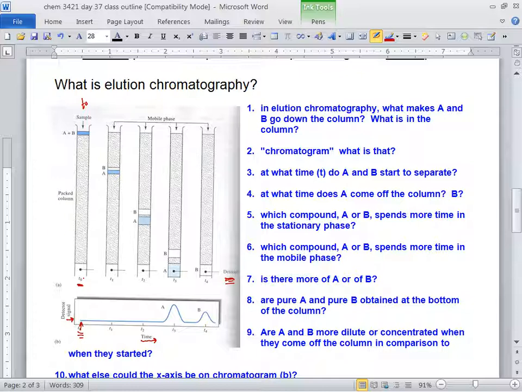What's in the column? Ida, what would you guess is in the column? At the very end, notice how as time progresses here, these A and B components are starting to separate. They're starting to travel down the column at different speeds. By T3, looks like things are actually, man, even by T2, things are getting pretty separated. What would be in the column? What could be in the column?